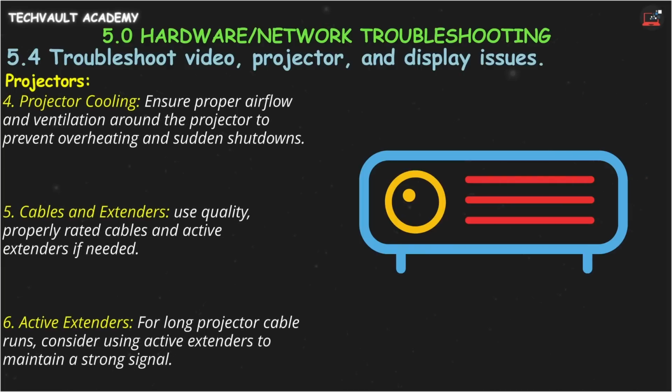4. Projector cooling. Ensure proper airflow and ventilation around the projector to prevent overheating and sudden shutdowns. 5. Cables and extenders. Use high-quality cables with proper rating. 6. Active extenders. For long projector cable runs, consider using active extenders to maintain a strong signal.